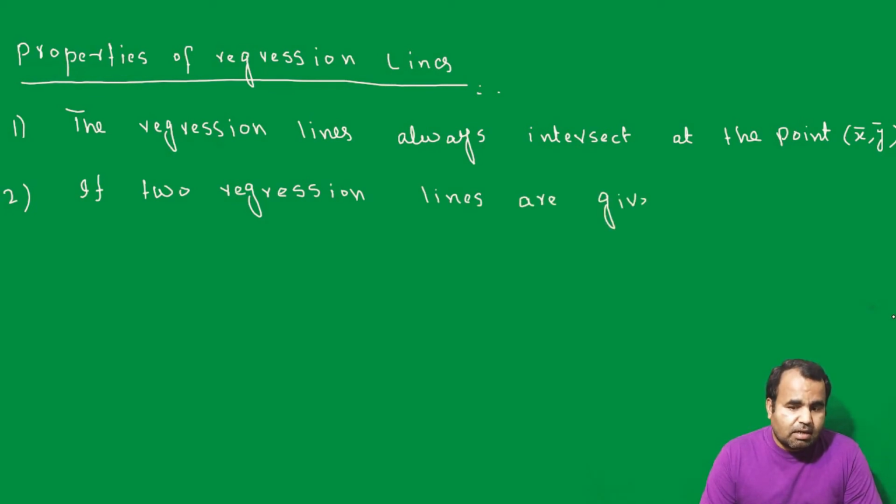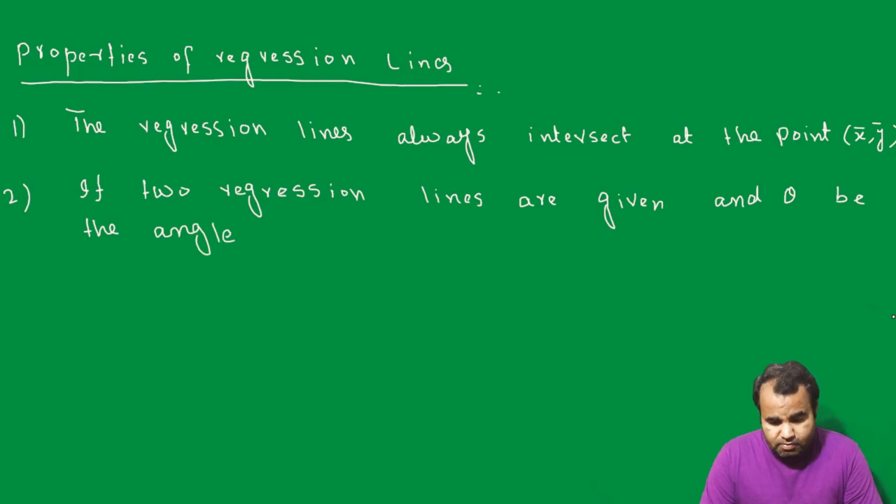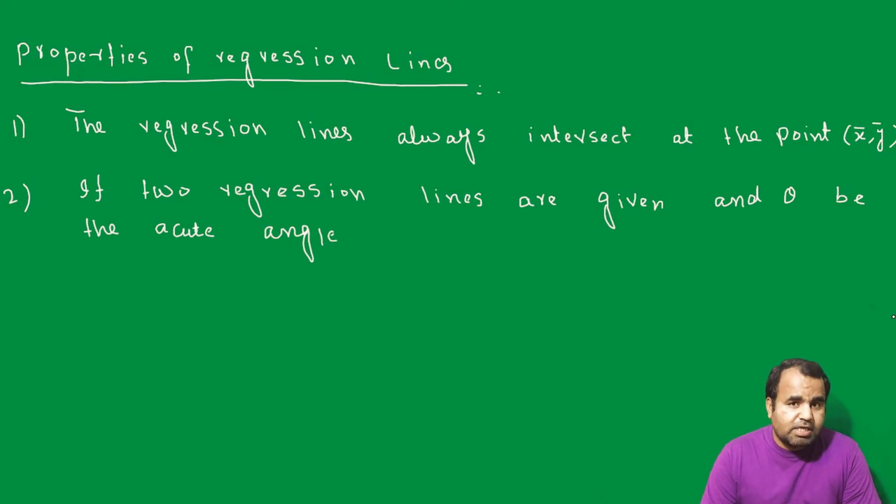Two regression lines are given, and suppose that theta is the angle between the two regression lines. Remember that this angle is an acute angle, not an obtuse angle. There are two lines which are regression lines, and theta is the acute angle between them. Then what will be the value of tan theta?